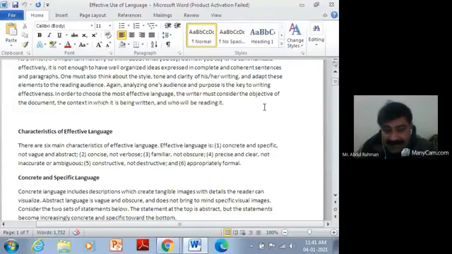That means the language which is not inaccurate and ambiguous. Then the fifth characteristic of effective language is constructive. Language that is not destructive, that has got something positive. And the last one is the degree of formality, or appropriate formal language, either technical or not.